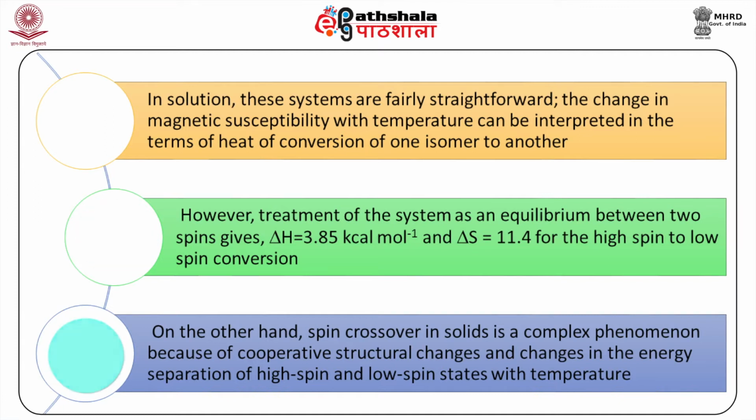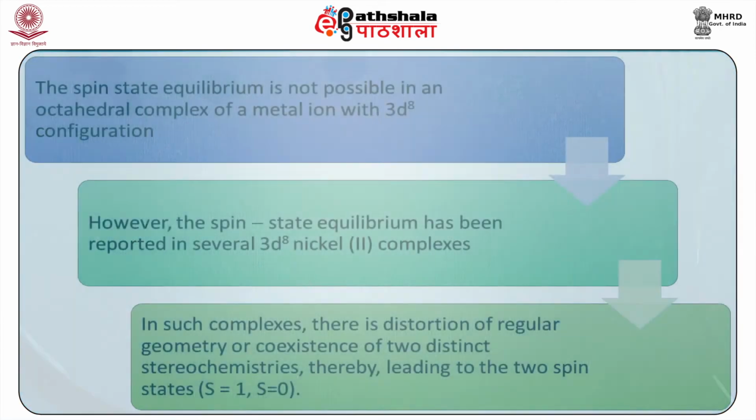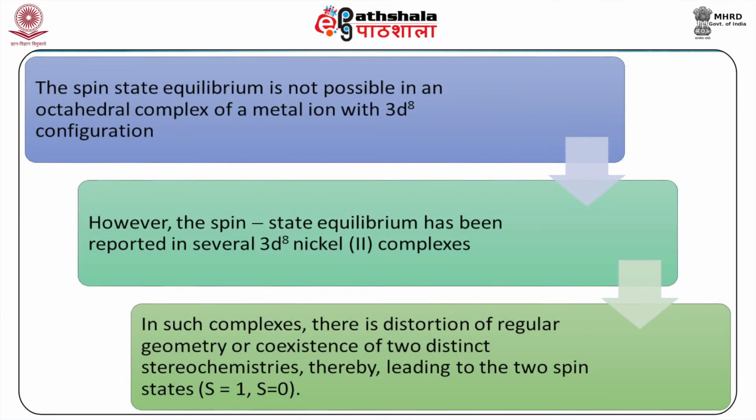On the other hand, spin crossover in solids is a complex phenomenon because of cooperative structural changes and changes in the energy separation of high spin and low spin states with temperature. The spin state equilibrium is not possible in an octahedral complex of a metal ion with 3d8 configuration. However, the spin state equilibrium has been reported in several 3d8 nickel 2+ complexes.